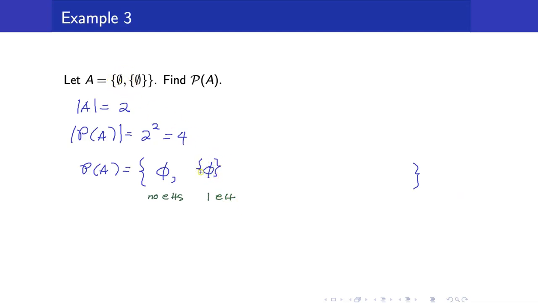So that will be the null set. Enclose that by a set. And which one? The set containing the null set. So these are the one element subsets. And then of course the two element subsets would be the set A itself.